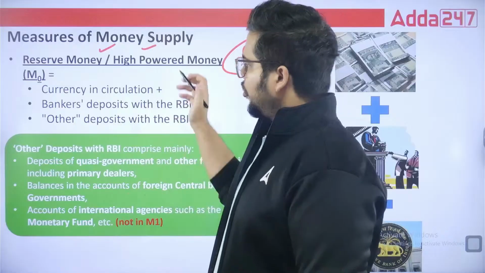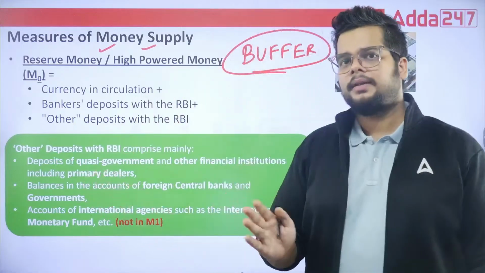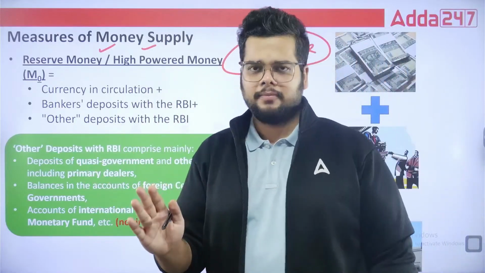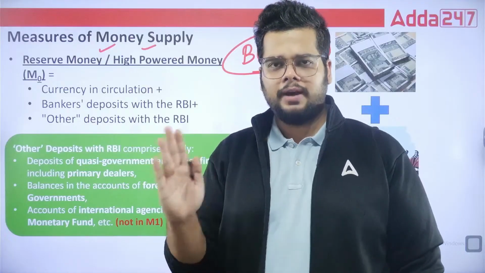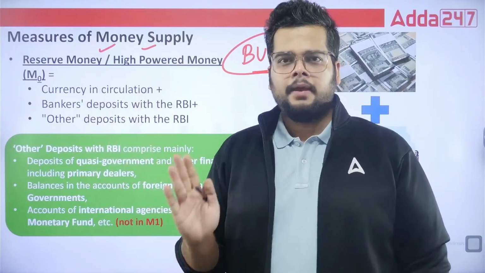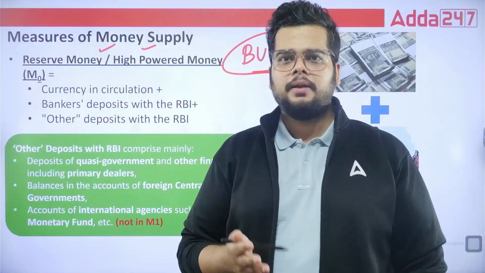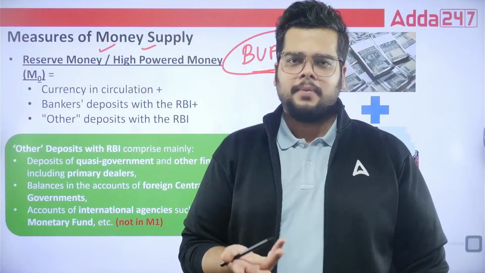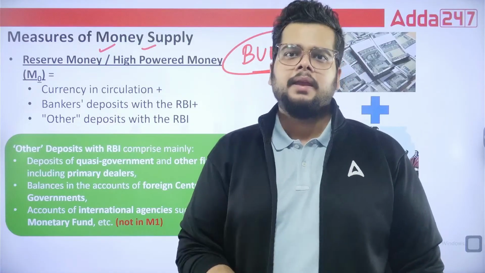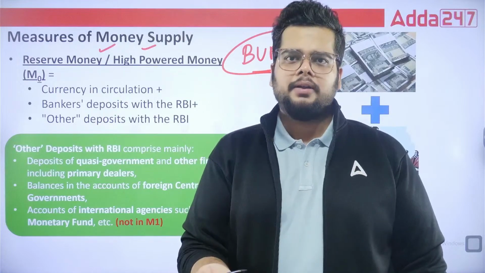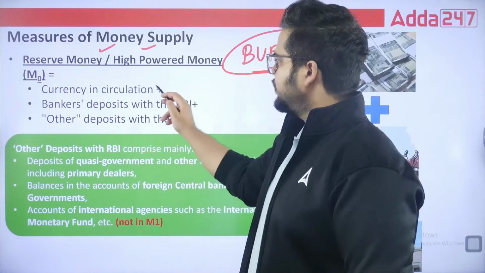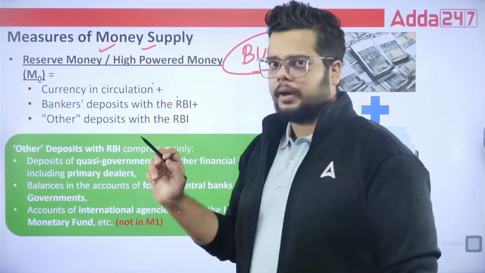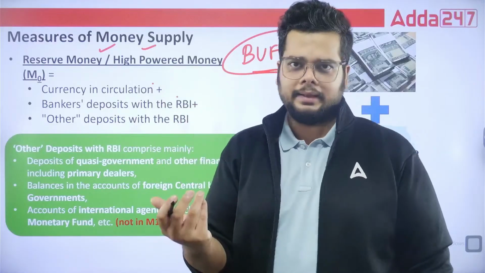So M0, what all components are there? These components are important for all the measures of money supply, be it M0, M1, M2, M3 or M4. Questions in the examination will hover around these measures of money supply only, and the examiner will provide you with information about, let's suppose, one component, two components, and you have to calculate the third one, like that.